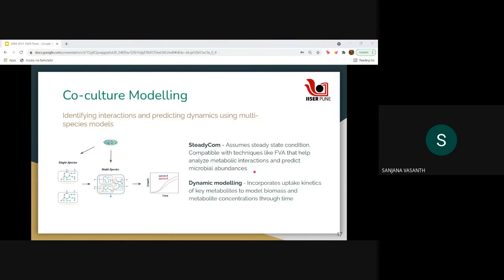We extend FBA to a co-culture setting as follows. We assume that the two strains have an equal time average growth rate handled by SteadyCom, and then look at the permissible variability in metabolic fluxes at different values of this growth rate using flux variability analysis. Analysis of the tolerated variability of each flux helps us assess the importance of the corresponding metabolic interactions. If we incorporate uptake kinetics of some of these crucial metabolites, we can predict the final yield and biomass values at different points in time through dynamic modeling.